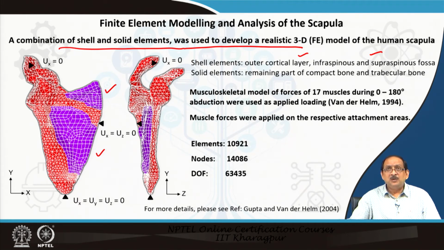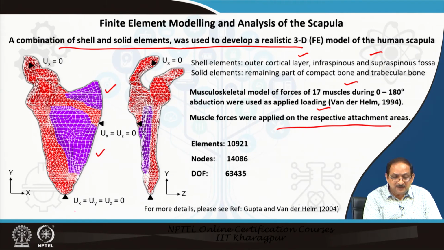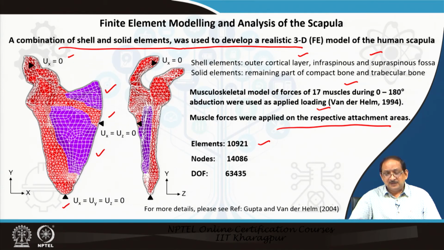A musculoskeletal model of forces of 17 muscles during humeral abduction from 0 to 180 degrees was used as the applied loading conditions, and the muscle forces were applied on the respective attachment areas. The model was constrained at 3 locations to fix it in space and to avoid rigid body motion. The total number of elements generated was about 11,000.